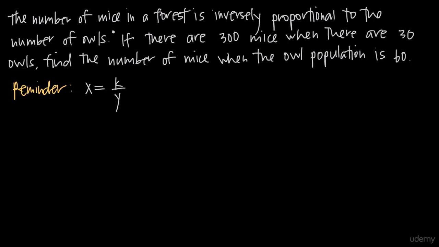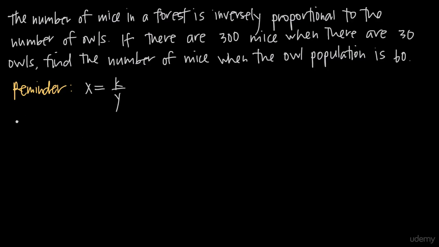Now, with that being said, we've been given this problem which says the number of mice in a forest is inversely proportional to the number of owls. So because we have inversely proportional, we know we're going to be using this formula. If there are 300 mice when there are 30 owls, find the number of mice when the owl population is 60. So the first thing we need to do is decide which of our variables will represent mice and which one will represent owls. It doesn't matter which one we assign to which as long as we keep them consistent.